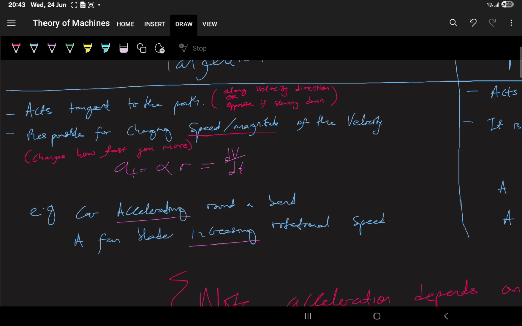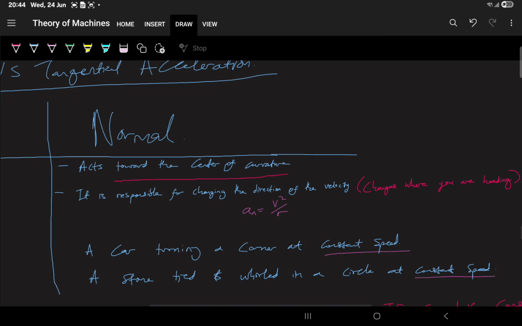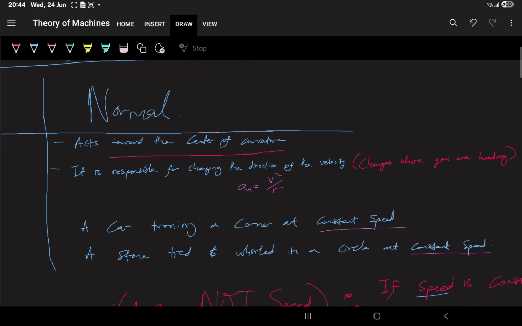So it essentially means it changes how fast, again, just like when you stand up and you're spinning your arm from point E to B, we agreed speed increases. That is why we have V plus delta V. An example of this now, normal acceleration. It acts toward the center of curvature, responsible for changing direction.